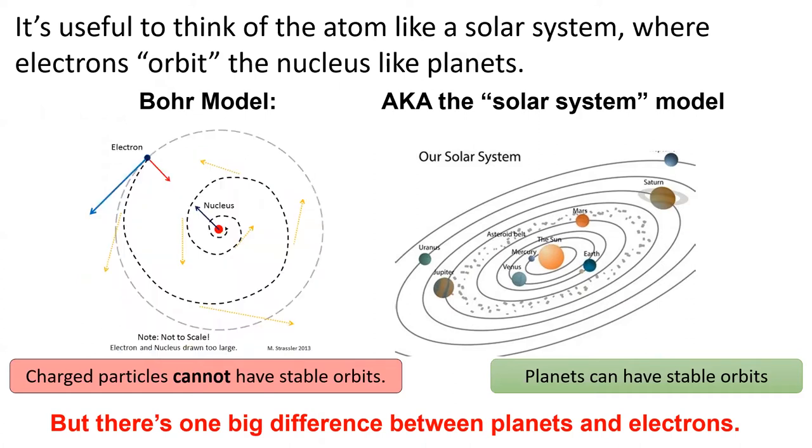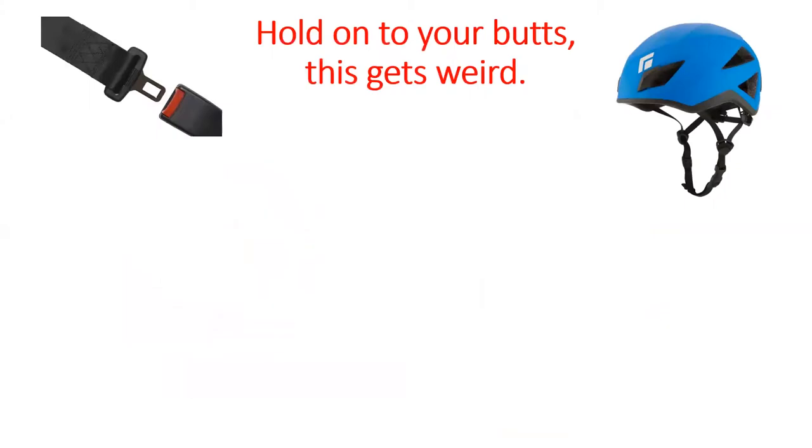The movement of a charged particle around another charged particle will release radio waves, which would eventually cause the electron to slowly decrease its speed until it runs out of energy and crashes into the nucleus. Clearly, our electrons aren't crashing into the nucleus since our atoms are not constantly releasing radio waves. So what's going on instead? Well, buckle up, this is going to get a little weird.